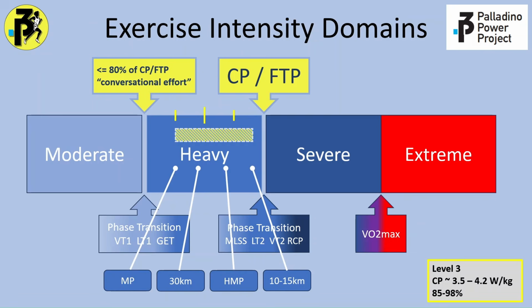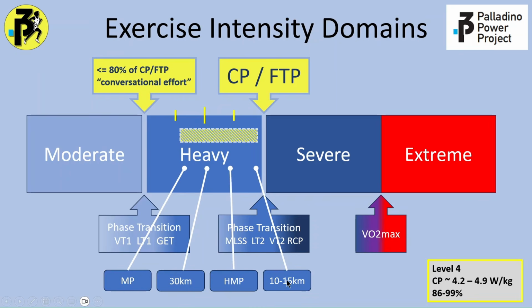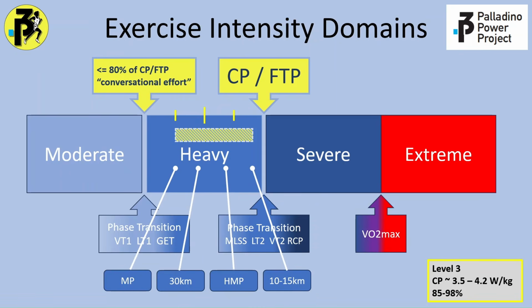And we'll strip these. Well, we'll keep those race power intensities in, but notice how they are going to move. Now, this is critical power level 3, about 3.5 to 4.2 watts per kilogram. That domain of sweet spot or subthreshold training probably extends from about 85% down here to 98% and encompasses these various race domains.